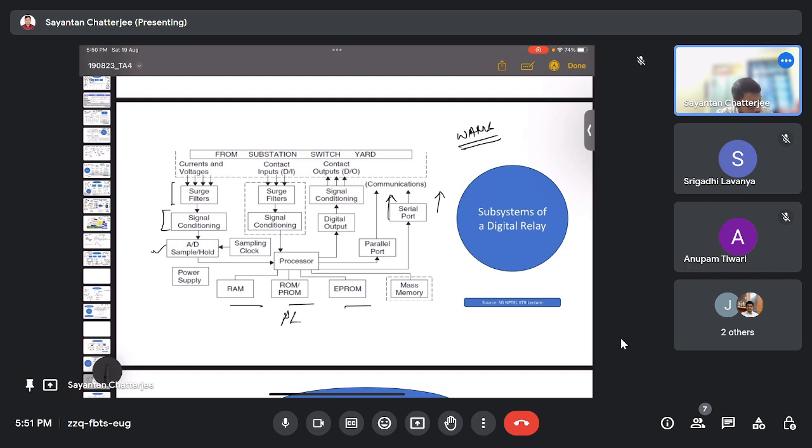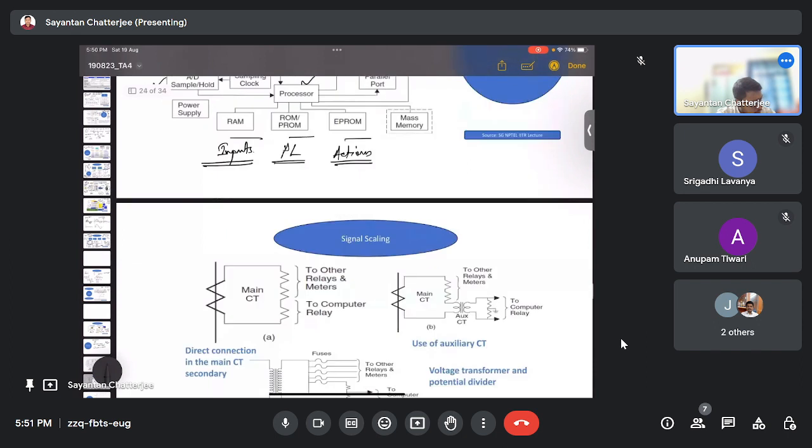For the RAM we have the inputs, meaning the inputs of the signals, and EPROM holds the actions that we need to take. Based on that, the signal conditioning and digital output, the contact output, would allow the breakers to operate based on the digital operation. This is the main block diagram of the digital relay operation. This is the processor.